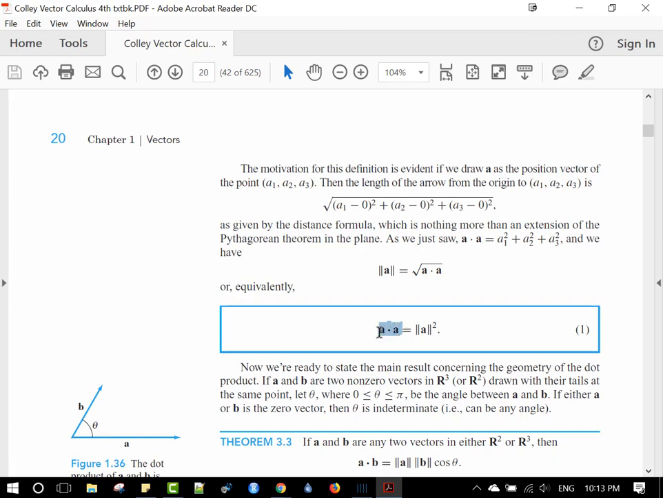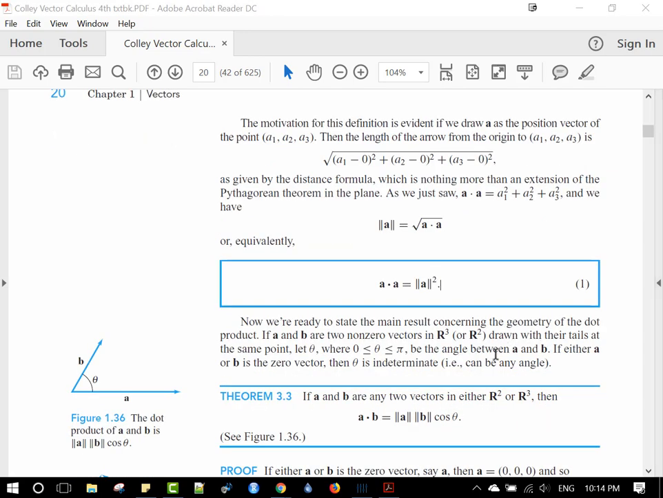Okay, now remember, A dot A is a number, not a vector, right? A is a vector, but A dot A is a number, and this is the square of the length, or the square of the norm. That's also a number.